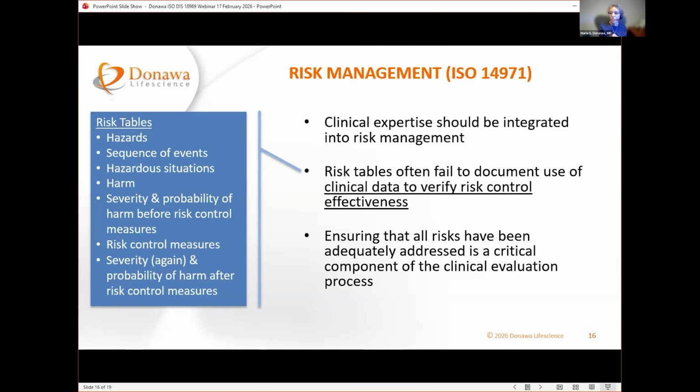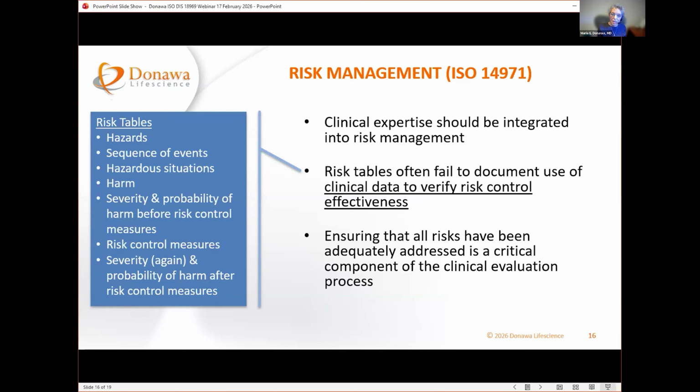I didn't list all of the elements of the table, but now you've introduced all these risk control measures, and that's not enough. You have to verify that they have been effective. You can't just say, oh, I'm going to include something in an IFU, or I'm going to do a dog study. You have to show that they've been effective. I cannot tell you how many risk tables I've seen where clinical studies have been conducted, and they are not indicated as a method to verify the effectiveness of a risk control method. This is a regulatory issue.